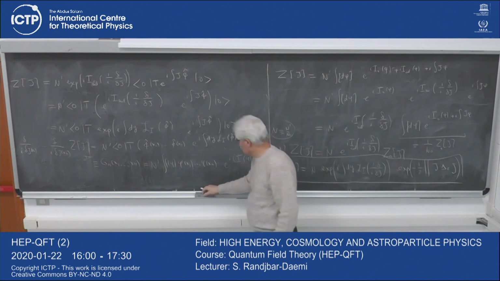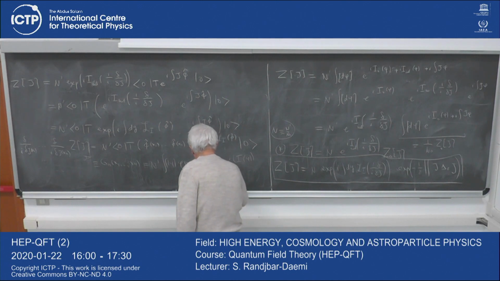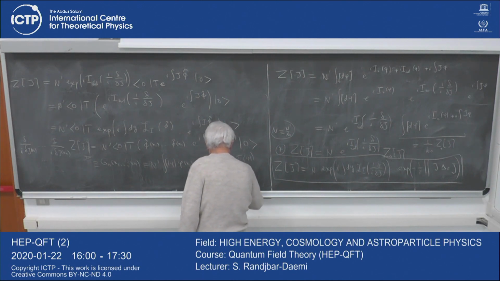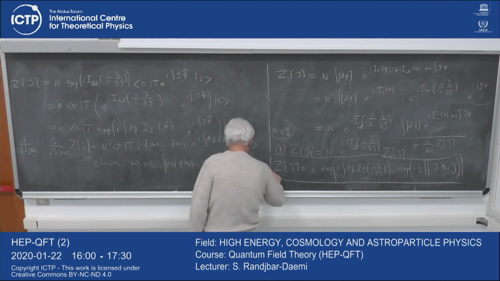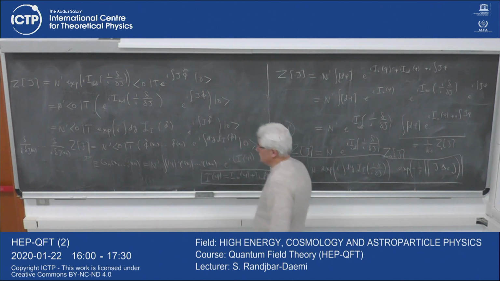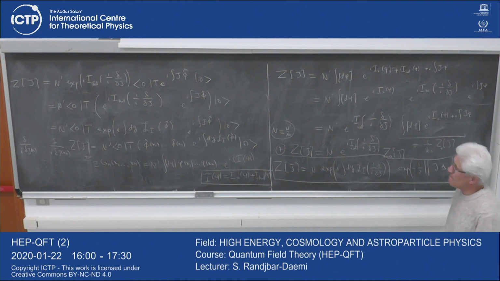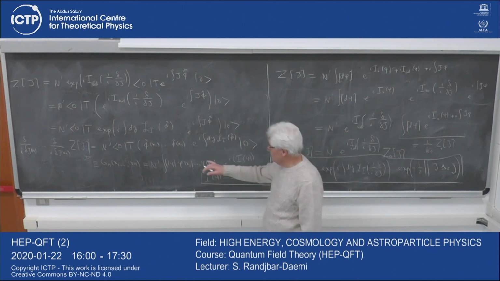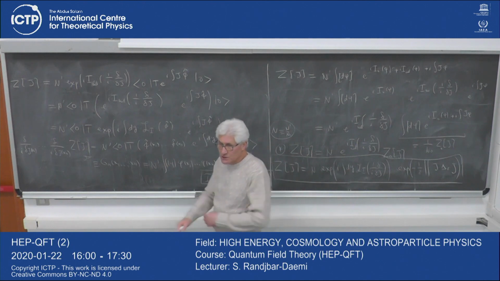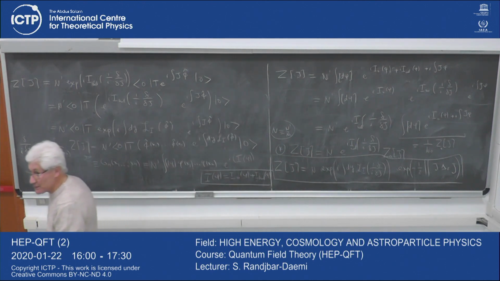I of phi is the sum of these two I's. So I of phi is I0 of phi, the free action, plus I interaction of phi. Okay? So again, the functional integral, even in interacting theory, gives you the vacuum expectation value of the time ordered product of field operators.